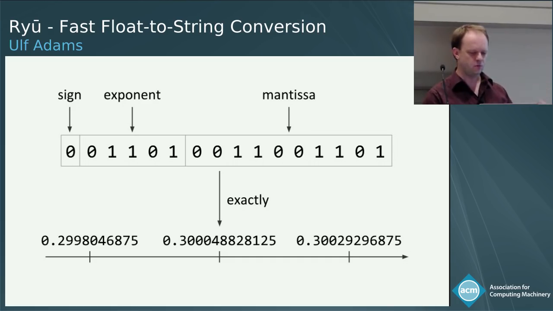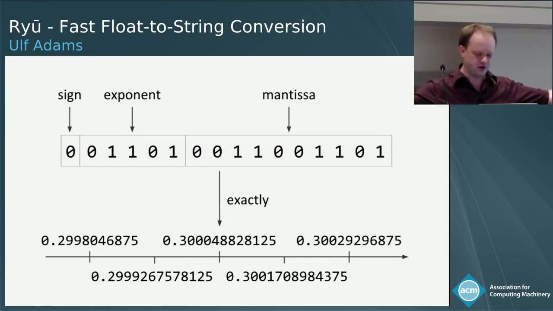Now, why do we get this number instead of 0.3? Is this the closest number to 0.3? The way we can see that is by adding these midpoints. These are halfway between the floating point numbers. And again, these are fairly long numbers.